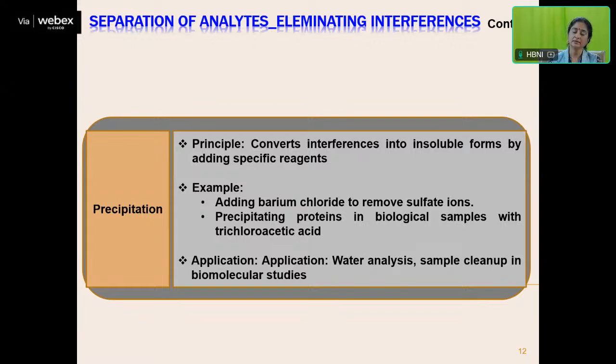And there is another thing called co-precipitation. That is, when we separate the analyte as a precipitate, we add an excess of some reagent, which takes the analyte along with it into the precipitate, thereby separating it from the major matrix which remains in the soluble portion. Precipitation is separating the matrix, whereas co-precipitation is separating the analyte.